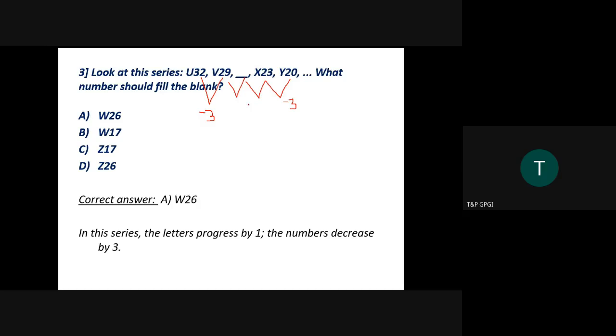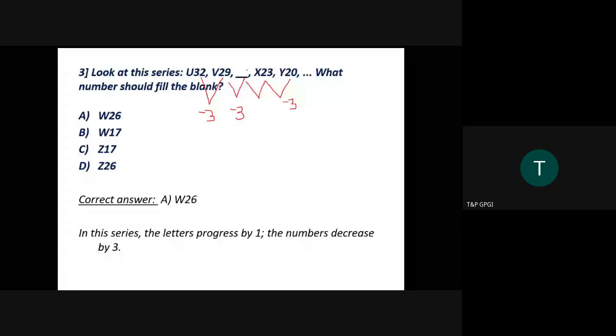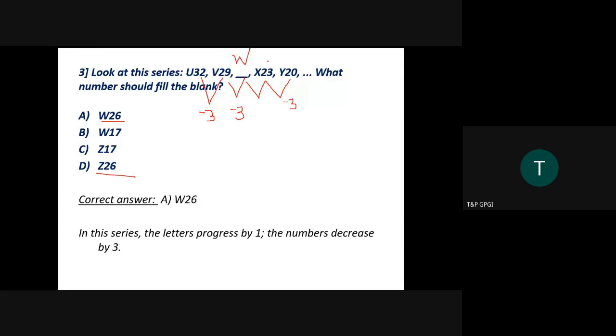It means here also the difference should be 3, so if I go 29 minus 3, 26 should come. If 26 comes, I have two options, W26 otherwise Z26. Now U, V, W, X, Y, Z, so it is going in alphabetical order. That means W26 is the right answer. So this was another easy question. Just write it down.